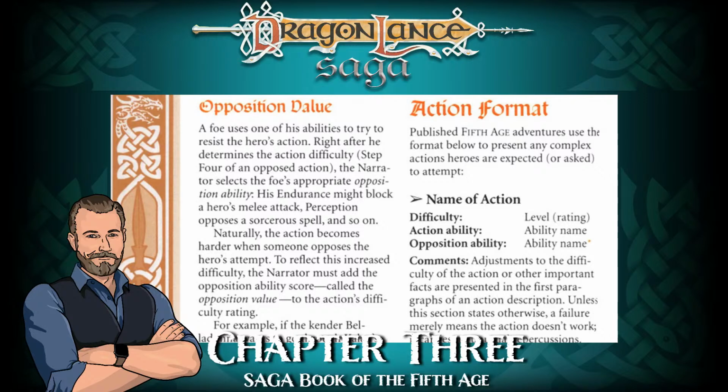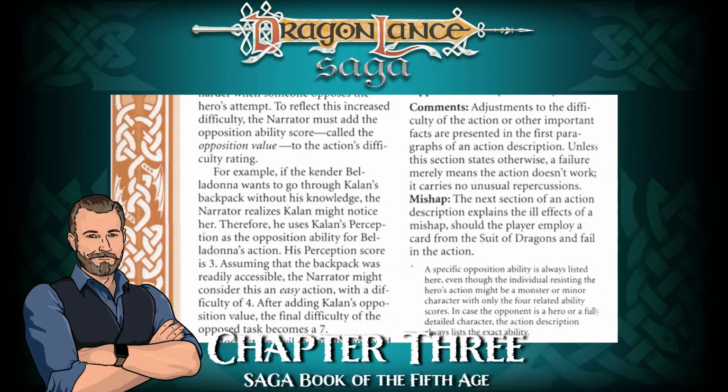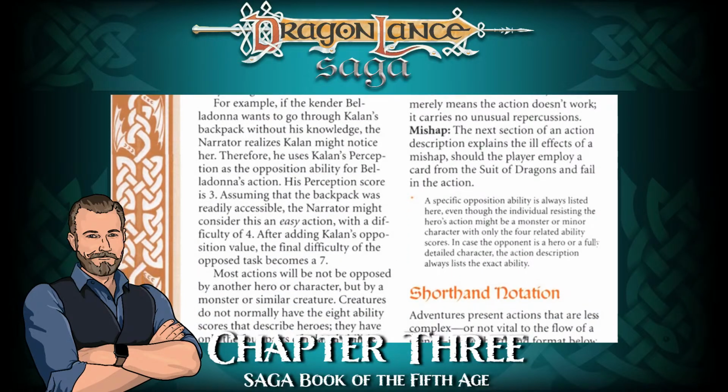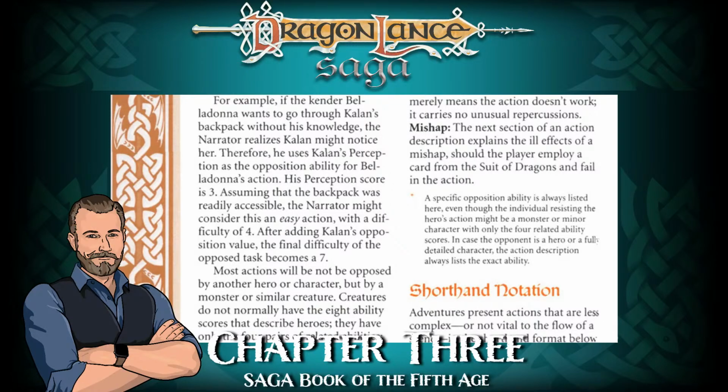Naturally, the action becomes harder when someone opposes the hero's attempts. To reflect this increased difficulty, the narrator must add the opposition ability score, called the opposition value, to the action's difficulty rating. For example, if the Kender Belladonna wants to go through Kaelin's backpack without his knowledge, the narrator realizes Kaelin might notice her. Therefore, he uses Kaelin's perception as the opposition ability for Belladonna's action. His perception score is 3. Assuming that the backpack was readily accessible, the narrator might consider this an easy action, with a difficulty of 4. After adding Kaelin's opposition value, the final difficulty of the opposed task becomes a 7.